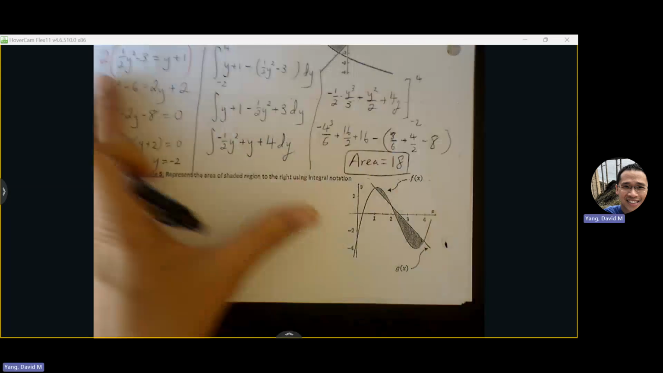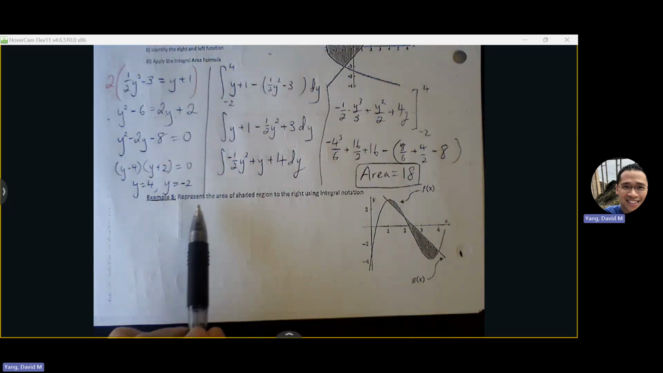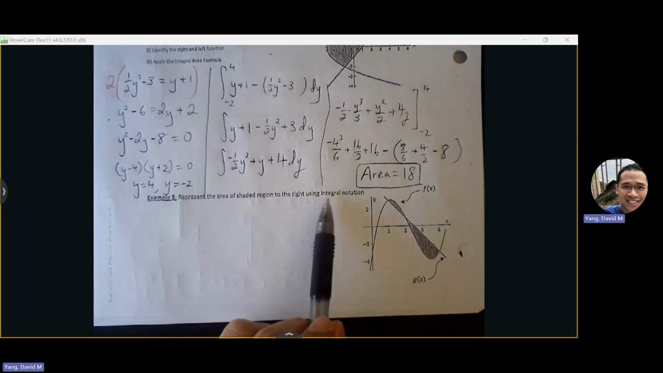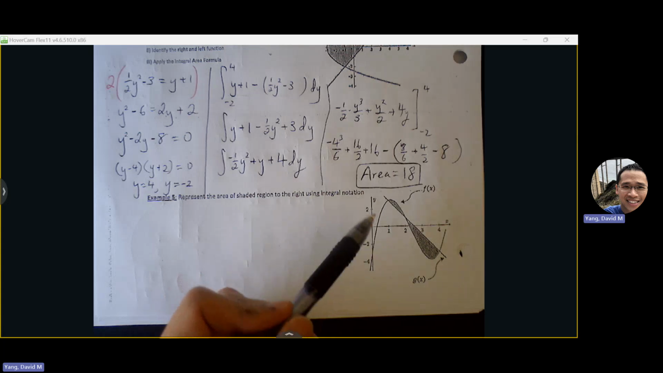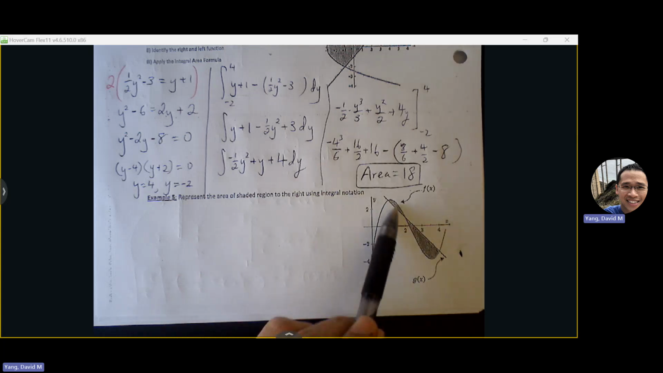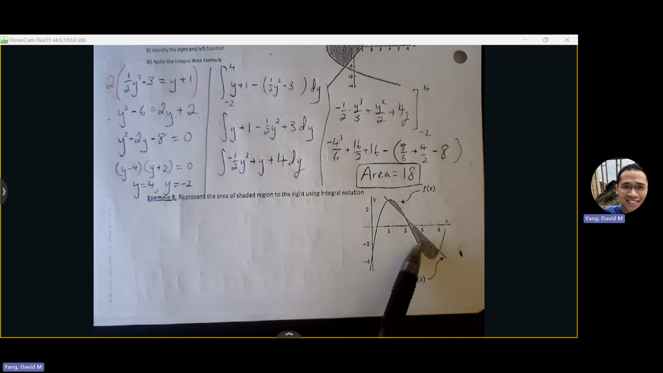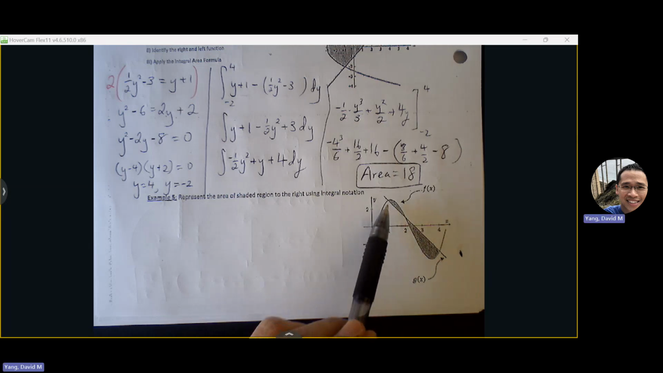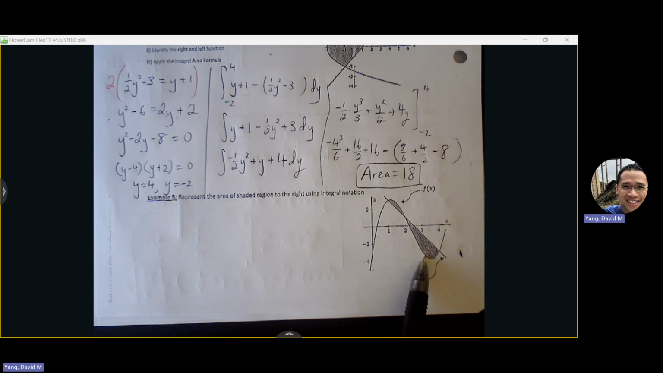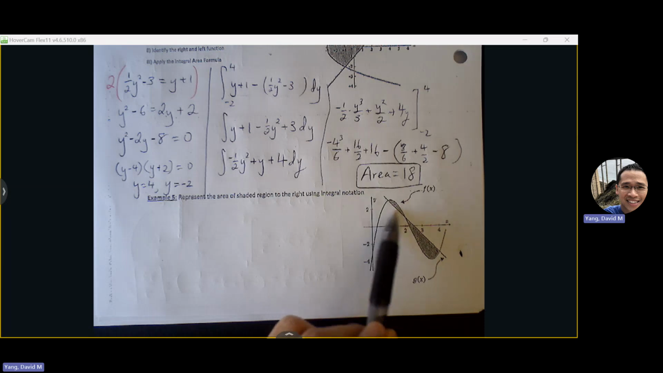Last example, and then we can go and do some more test review. Represent the area in the shaded region to the right using integral notation. So notice that these are two shaded regions here. Is the graph going to be on top the same in the left and the right region? Right, there's a change. There's a flip-flop. The curve is on top for the left region, but then the curve swaps to the bottom. So we need two separate integrals to ensure that we're getting a positive number here and a positive number here.